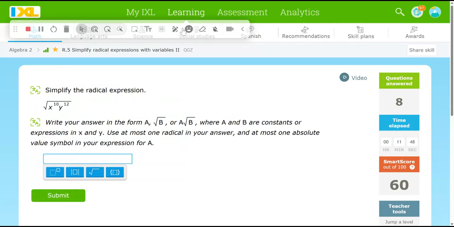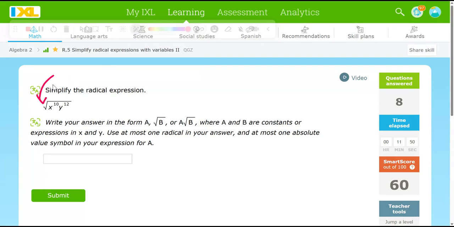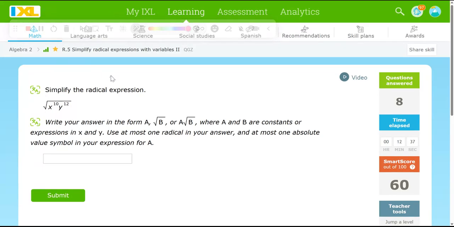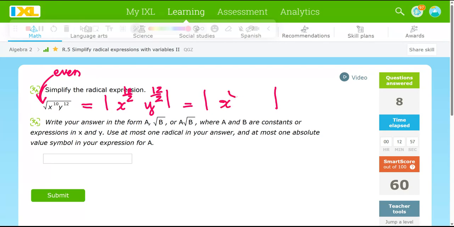Now with the even root, do we need the absolute value sign in the answer? Let's take a look over here. This is even, so for the answer you need the absolute value sign. 10 is divisible by 2, so perfect, you divide by 2. 12 is divisible by 2, perfect. Absolute value sign, 10 divided by 2 is 5, 12 divided by 2 is 6. Y to the 5th and x to the 6th, is any of these always positive?